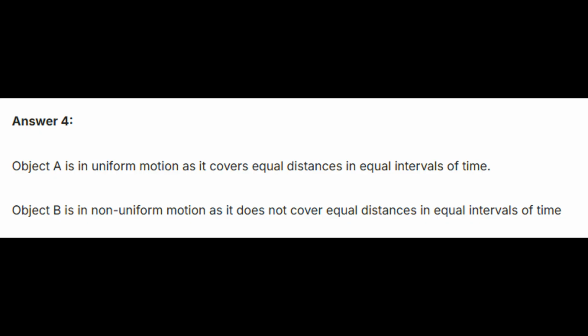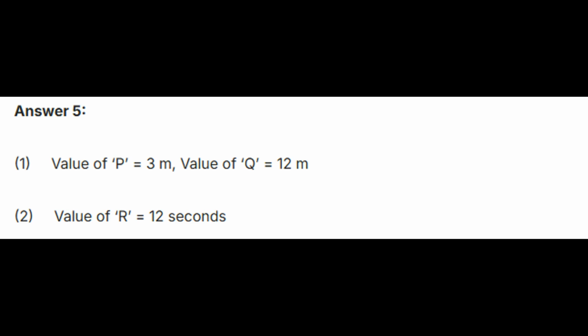Answer. Object A is in uniform motion as it covers equal distance in equal intervals of time. Object B is in non-uniform motion as it does not cover equal distances in equal intervals of time. Answer 5. First, value of P is equal to 3 meters. Value of Q is equal to 12 meter. Second, value of R is equal to 12 seconds.